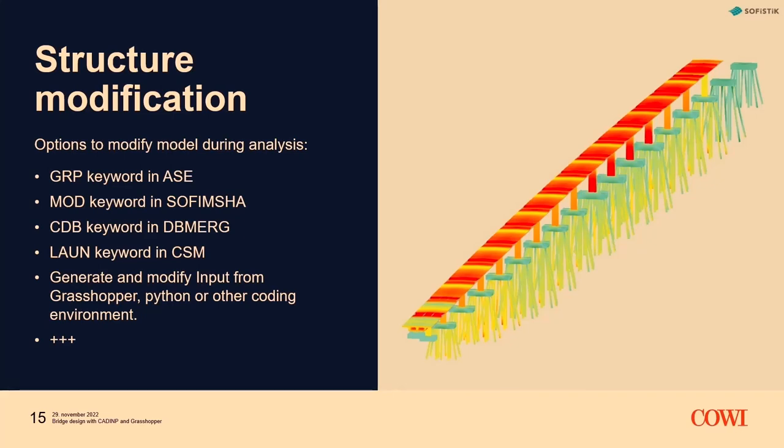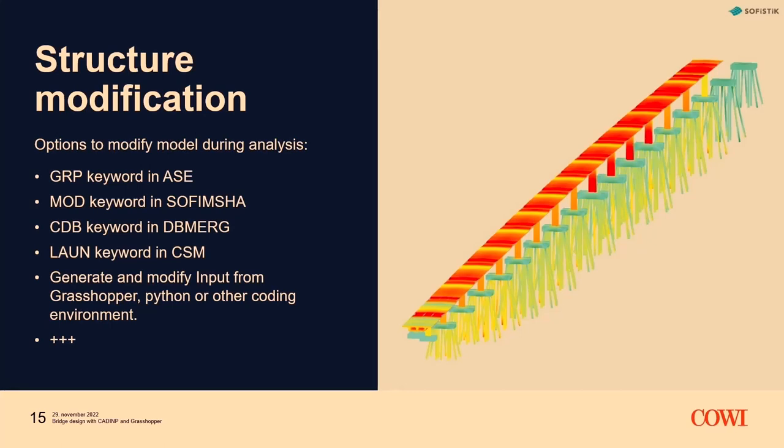Another option is to use the MOD keyword within SOFiMESH A. Then you could change, for instance, the spring stiffness of your structure between two analyses, and that way have both a conservative estimate of the stiffness and a liberal one to just see the variations that it would have on your structure.